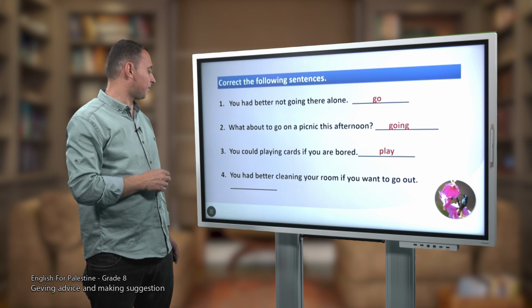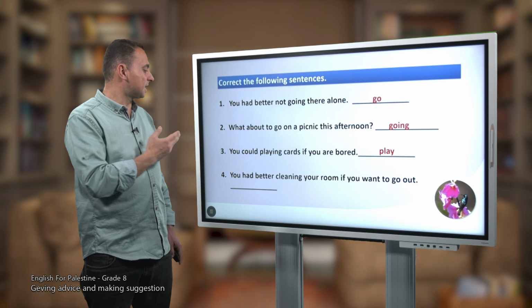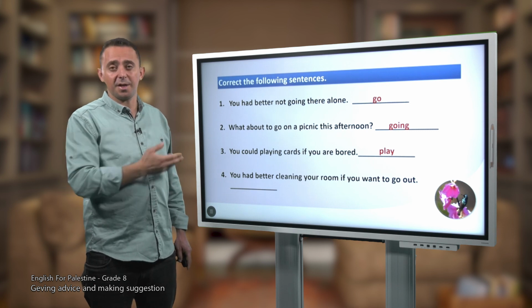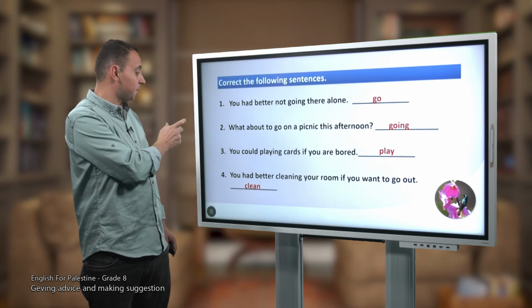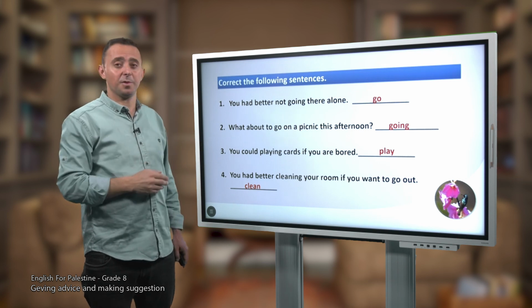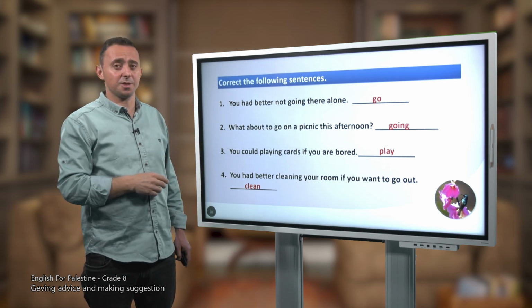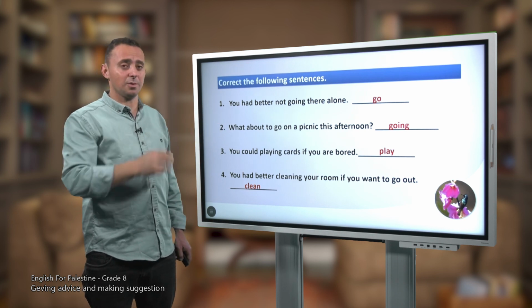And number 4, you had better cleaning your room if you want to go out. Again, you had better cleaning your room if you want to go out. Where is the mistake? Very fine. It's cleaning. So cleaning becomes clean. Why? Notice we have the expression had better, which should be followed with the infinitive form of the verb, not a verb with ing. You had better clean your room if you want to go out.